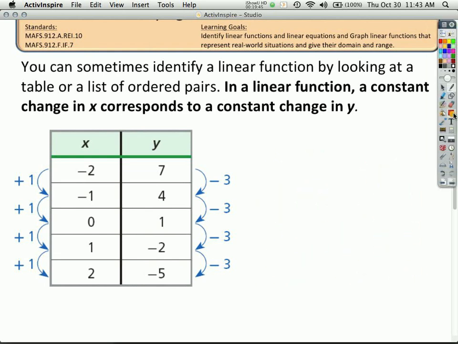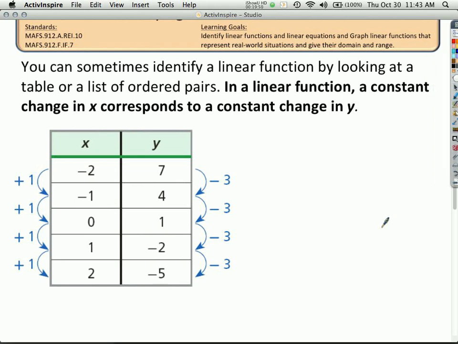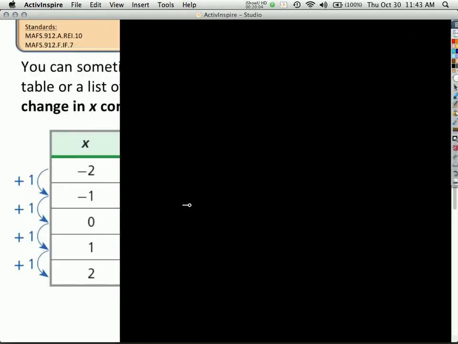So let me get rid of this for a second, and let's look at what's going on here. This is a table of ordered pairs, x comma y. You have experience with this. What you don't have experience with is looking at the pattern that happens as you go down the column. So look at what happens. -2 to -1, we go +1. -1 to 0, we go +1, +1. So there's a pattern. It's the constant change. It's changing by adding 1.